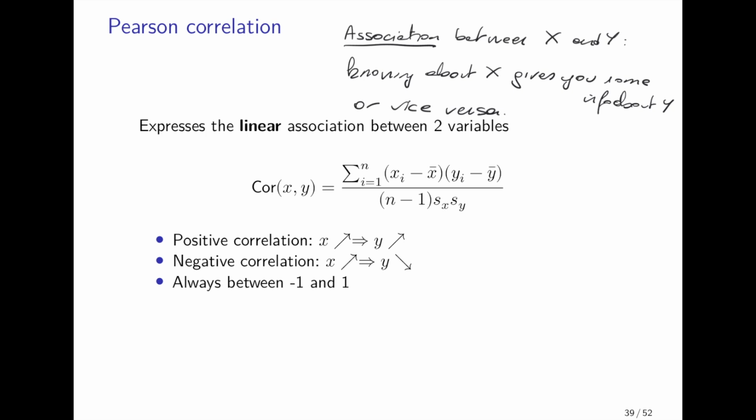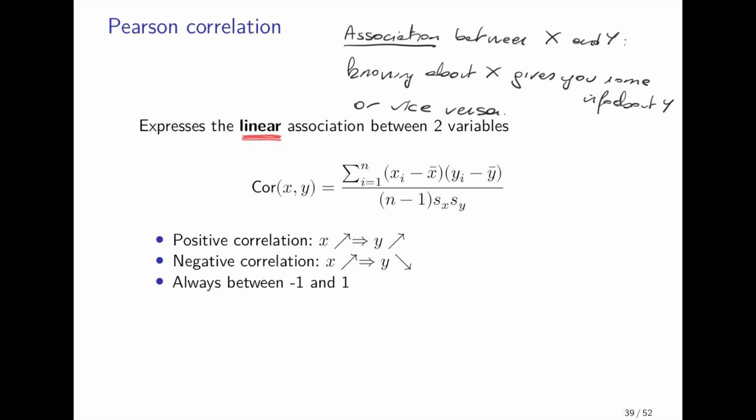And the first measure that we're going to compute to quantify an association is the so-called Pearson correlation coefficient. And this expresses the linear association between two variables, with the emphasis on linear. What that means, I will make more explicit on the next slide. But for now, let's take a look at the definition.